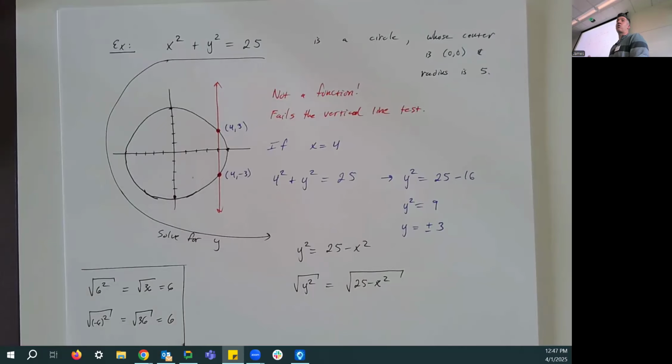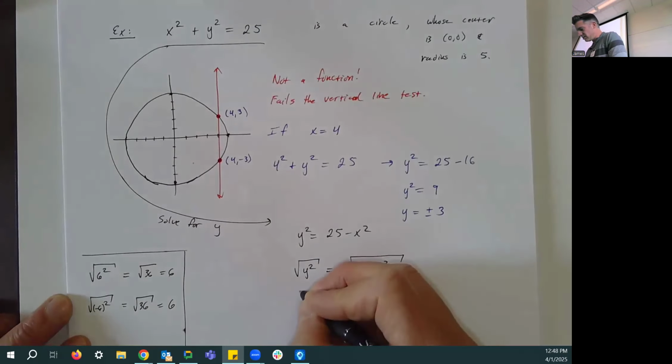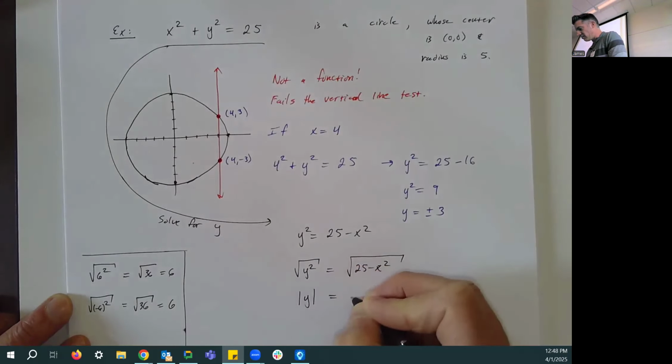So the issue here is the square root function is a function, meaning that if you have an input, it can only give you the one output, not two different outputs. That's why we don't say the square root of 36 is 6 or negative 6. The square root of 36 is just 6. So the issue here is the square root of y squared isn't just y. It's actually the absolute value of y.